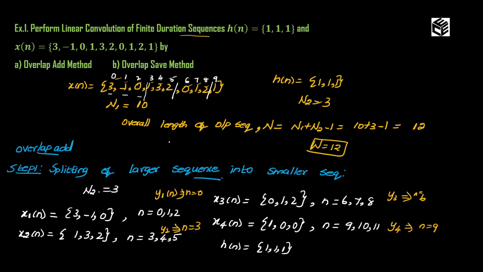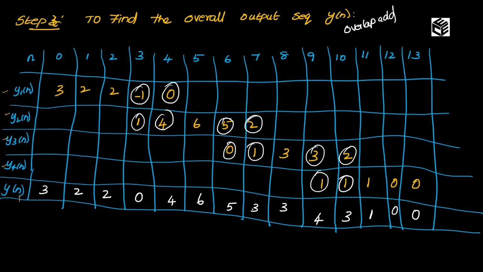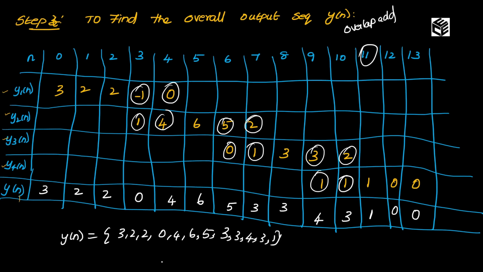We have calculated it in the first stage itself. That is n is equal to 12. Correct? So I will be stopping the output sequence at n is equal to 11, because from 0 to 11 the length is 12. So I will stop here. My answer will be 3, 2, 2, 0, 4, 6, 5, 3, 3, 4, 3, 1. Understood? So that's how we perform the overlap add method.